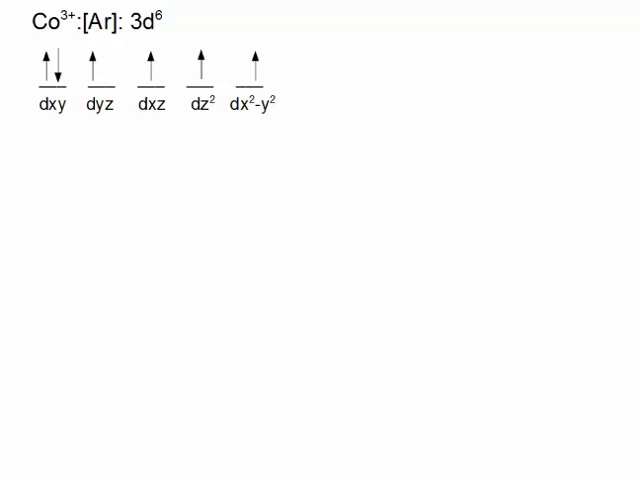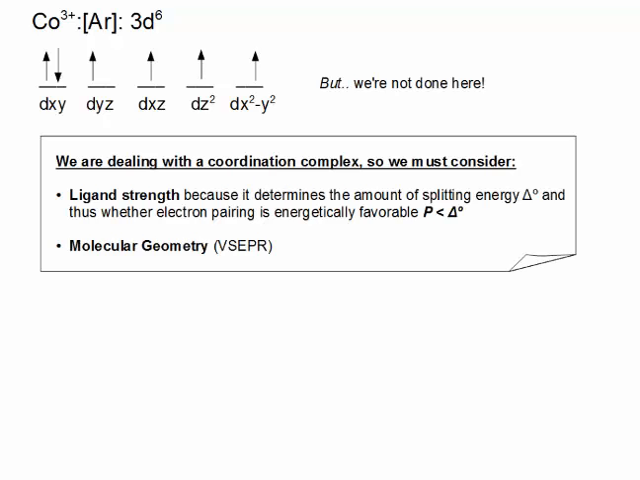You may be tempted to stop here, but unfortunately we're not done. Because this is a transition metal complex, there are a few things we must consider. First of all, ligand strength, because it's going to determine the amount of splitting energy and whether pairing electrons is going to be energetically favorable. In order to pair, pairing energy must be less than splitting energy. Also, we must address the molecular geometry of the complex using VSEPR theory.